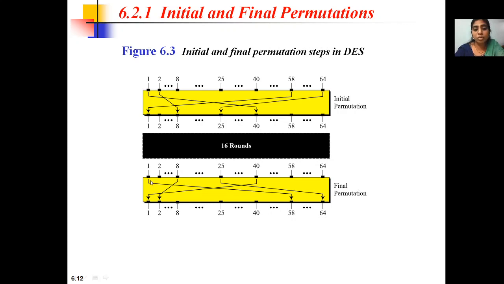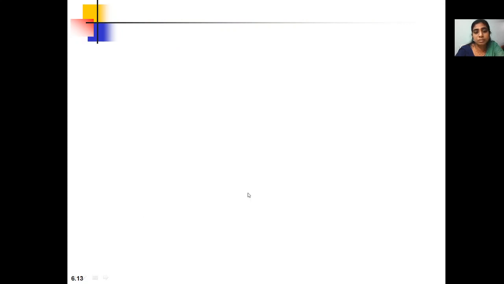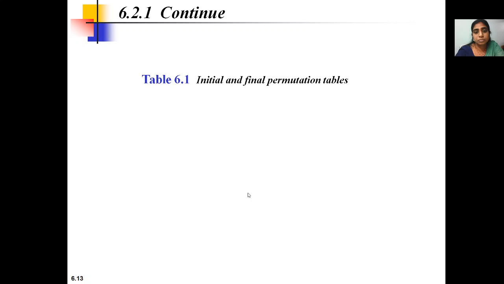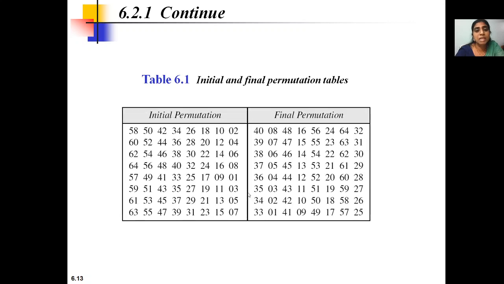Here also we are going to transpose the values. So my first bit becomes the 58th bit over here, and my 40th bit in the plain text becomes the first bit. Like that we are going to replace. So these are the initial and final permutation tables.